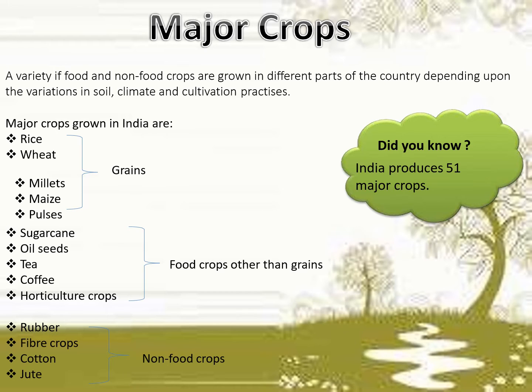So the major crops grown in India include rice, wheat, millets, maize, pulses, which are the grains. Then you have sugarcane, oilseed, tea, coffee, horticulture. Horticulture is fruit growing. So these are food crops other than grains. And then you have rubber, fiber crops, cotton and jute, which are your non-food crops. So that's quite a lot of growing in one country in 1 year.